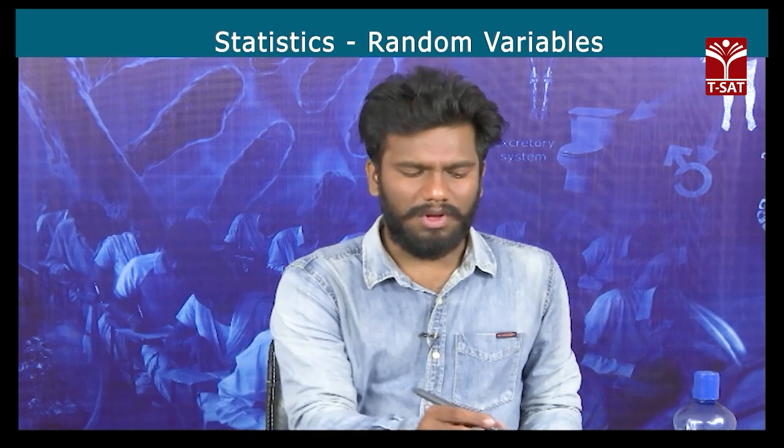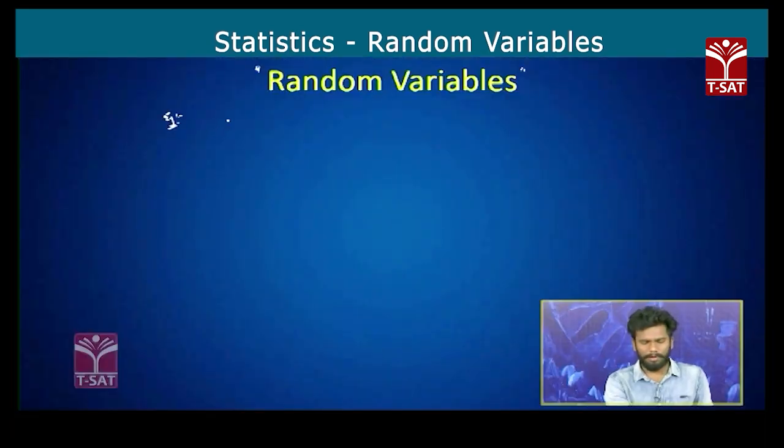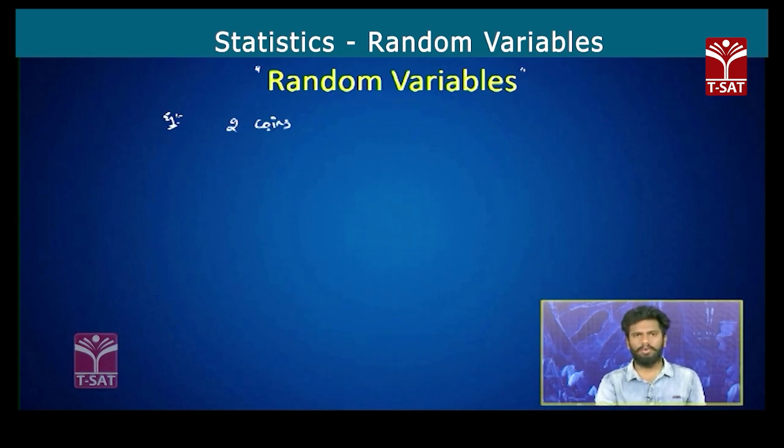Now let us consider small examples. I'm doing an event tossing two coins. So what are the outcomes when two coins are tossed? Head is one of the outcome. Head, tail, head, and tail. These are the possible outcomes of the two coins.